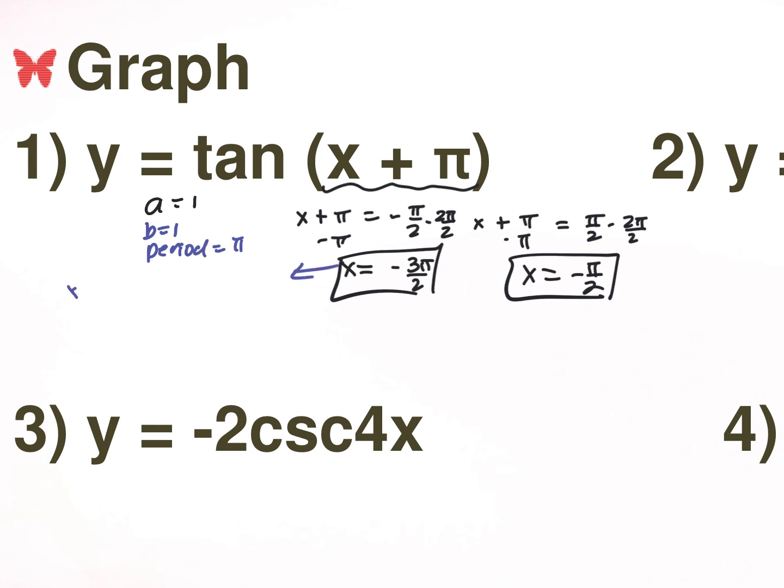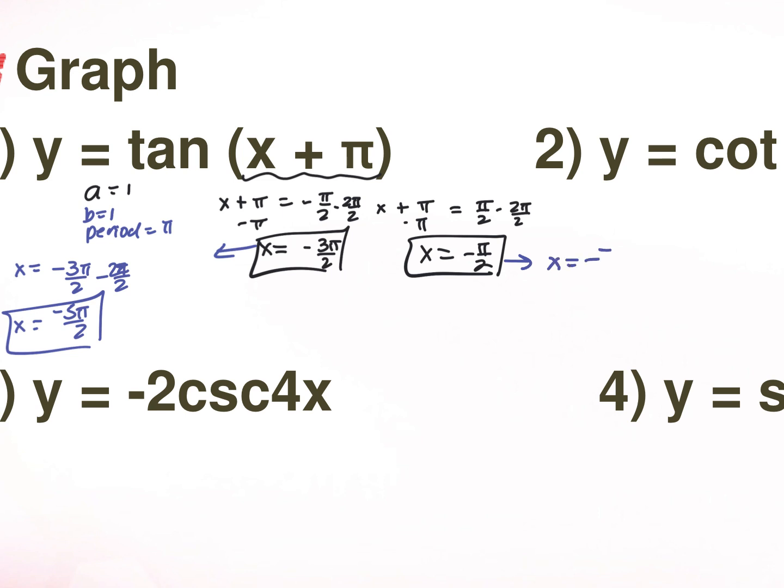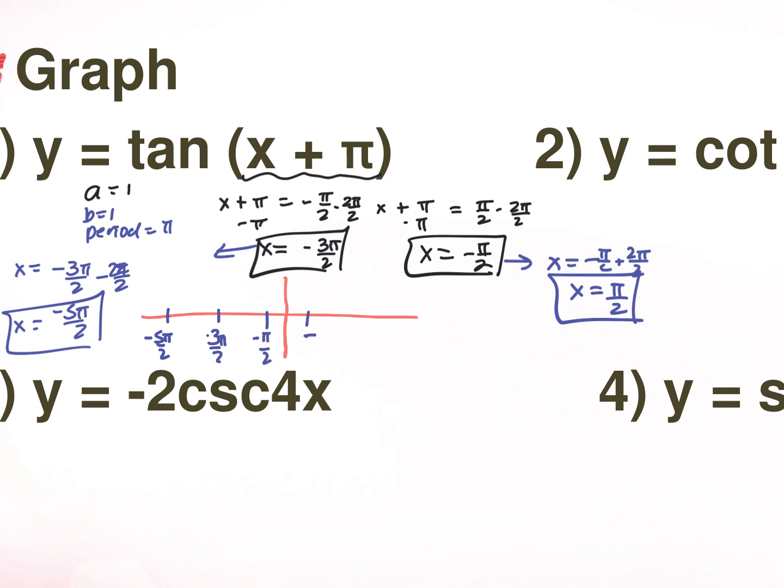So for the one on the left, we subtract the period, which is that 2 pi over 2, negative 5 pi over 2. And to the one on the right, we add the period. And then those are our 4 asymptotes. So I've got negative 5 pi over 2, negative 3 pi over 2, negative pi over 2, and positive pi over 2. And then those are our asymptotes.